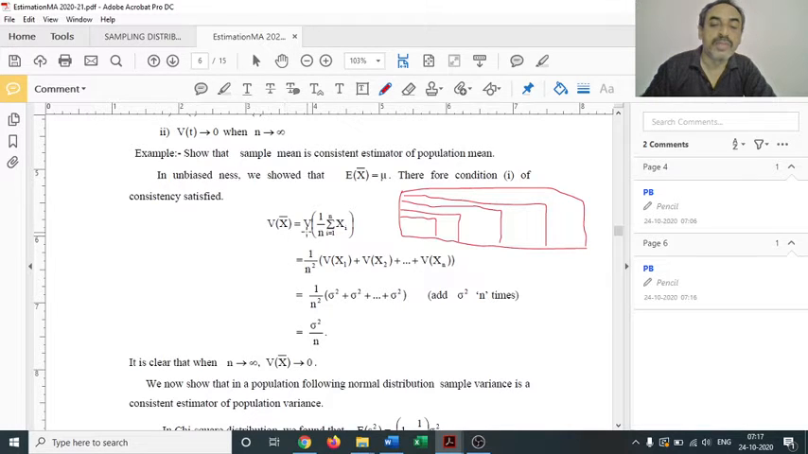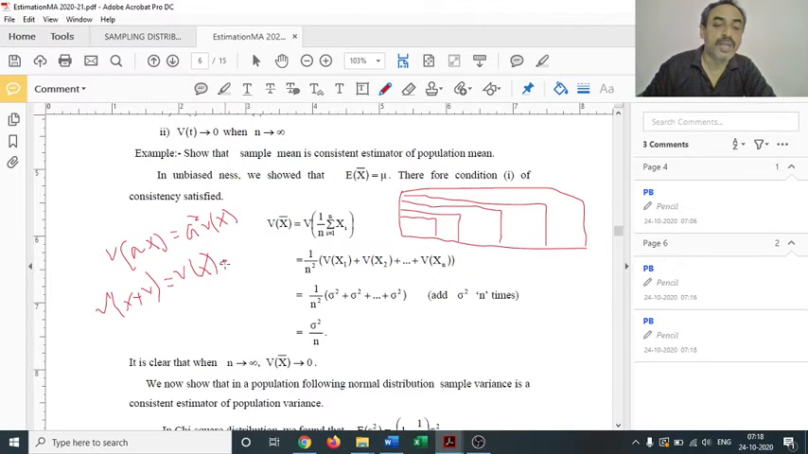So variance of x bar is variance of 1 by n sigma i equal to 1 to n xi. So it is 1 by n square times variance of x1 plus variance of x2 plus etc plus variance of xn. Here we make use of two properties. One is variance of ax is equal to a square variance of x. The second is variance of x plus y is equal to variance of x plus variance of y when x and y are independent.